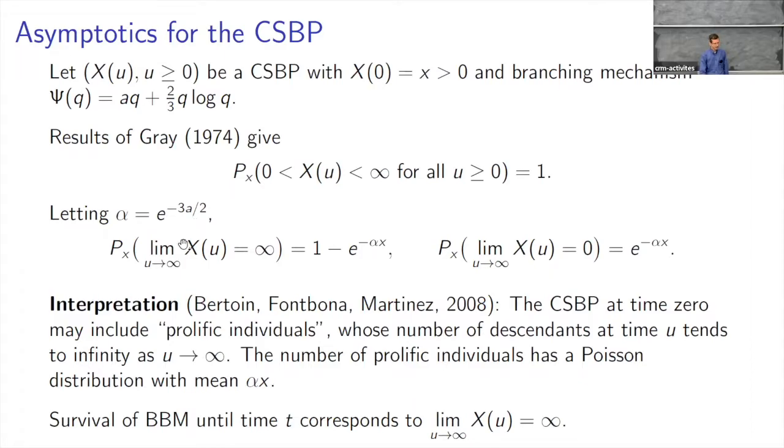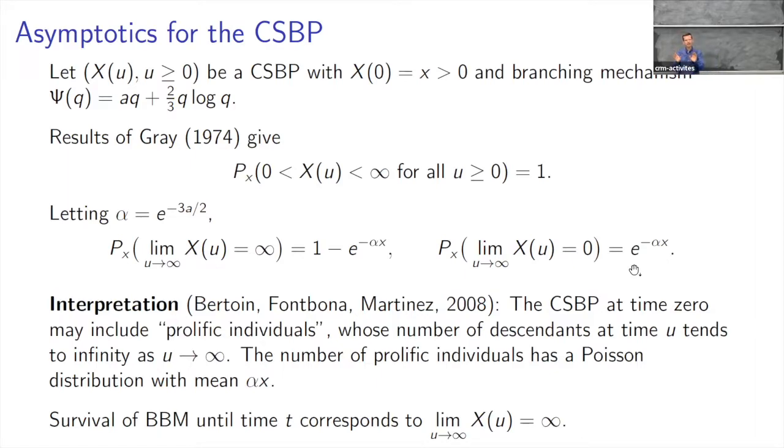3a over 2, then this continuous state branching process started from x approaches infinity as time goes to infinity with probability 1 minus e to the minus alpha x, and the continuous state branching process converges to 0 with probability e to the minus alpha times x. And the way we can think about this result is that the continuous state branching process at time 0 may include a certain number of so-called prolific individuals whose number of descendants at time u tends to infinity as u tends to infinity. And it turns out that the number of such prolific individuals has a Poisson distribution with a mean of alpha times x, and that's going to lead to these two probabilities.